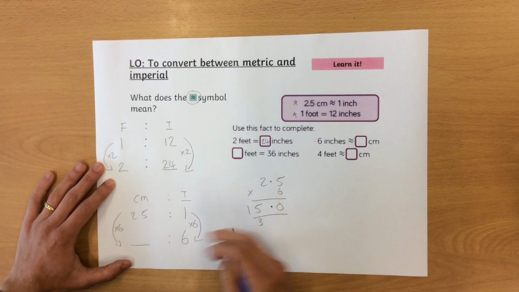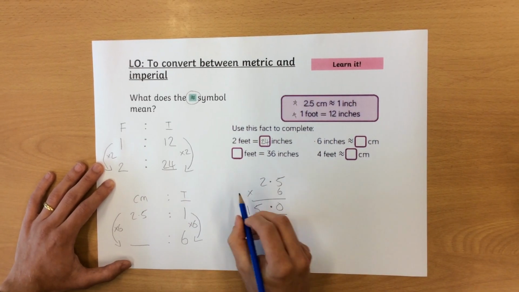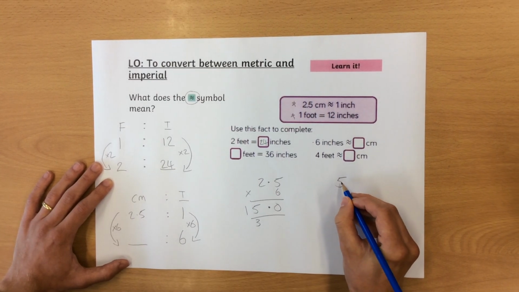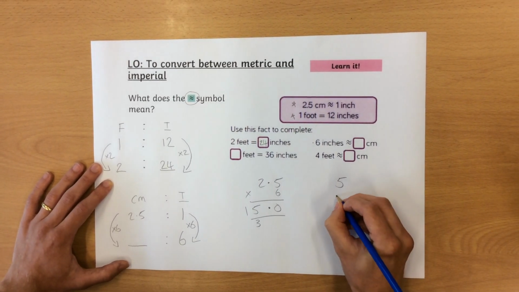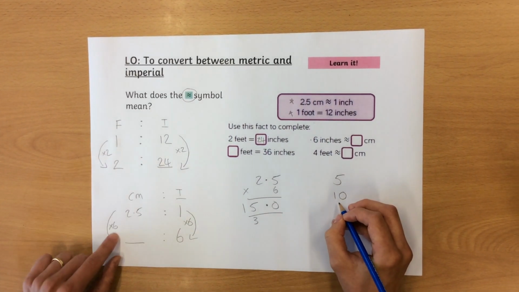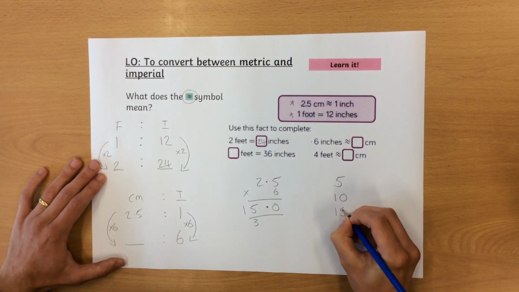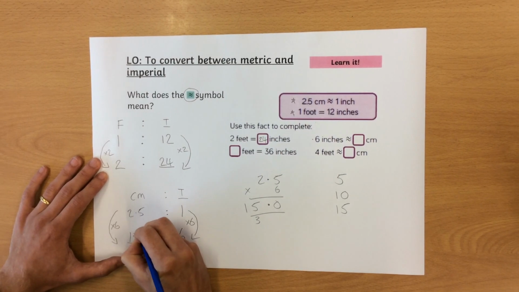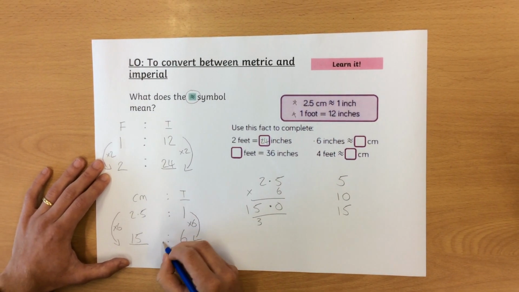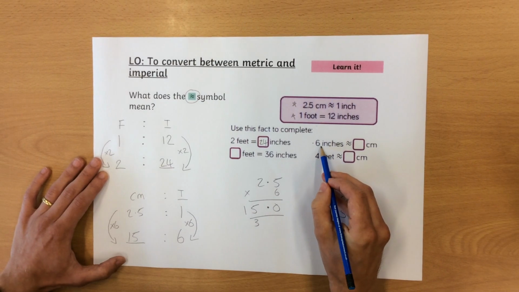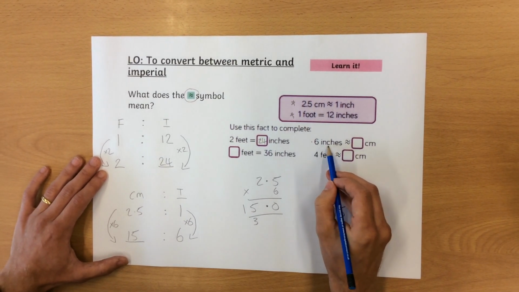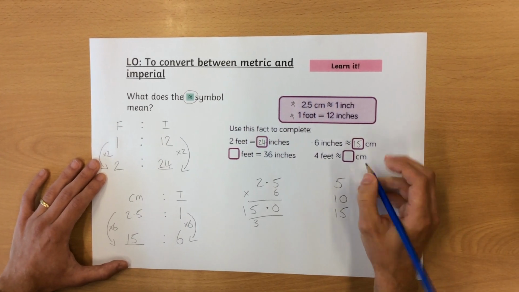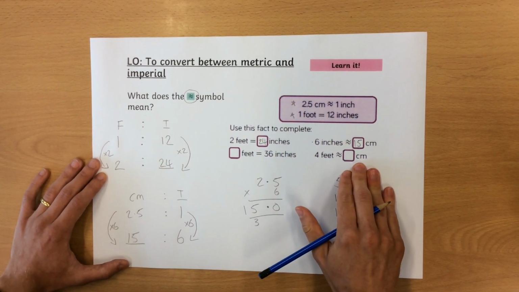Another way you could do this is by doubling. You know that 2 lots of 2.5 is 5 wholes. So if that's 2 lots, 4 lots will be 10, and 6 lots, which is what we're calculating, would be 15, and they're going up in 5s every time. So 15 centimeters is 15 to 6 on the ratio, and our calculation would equate to 6 inches is approximately 15 centimeters.